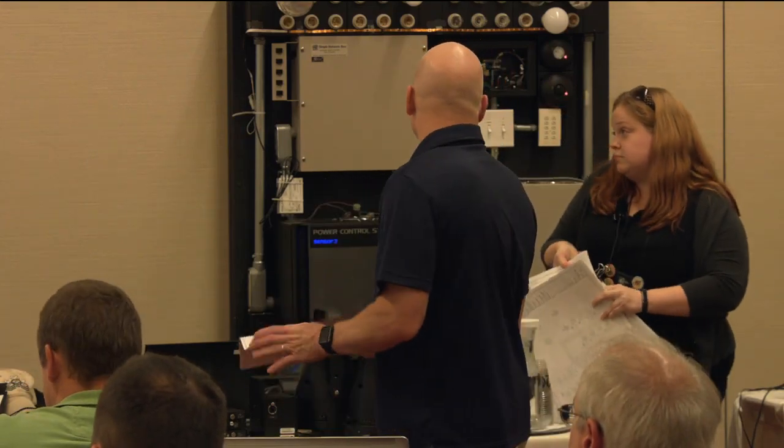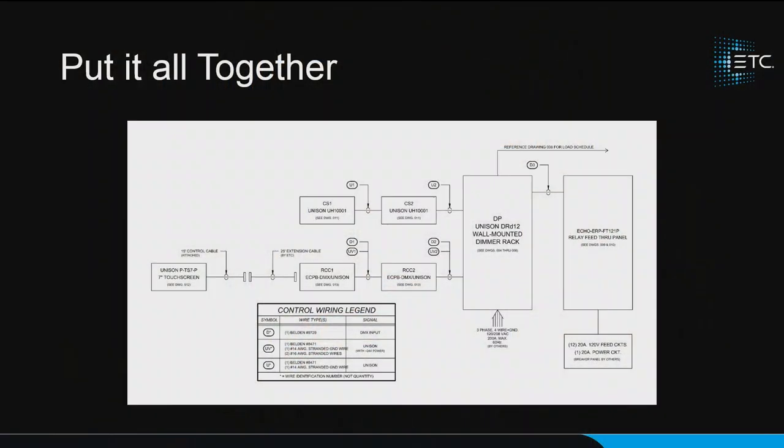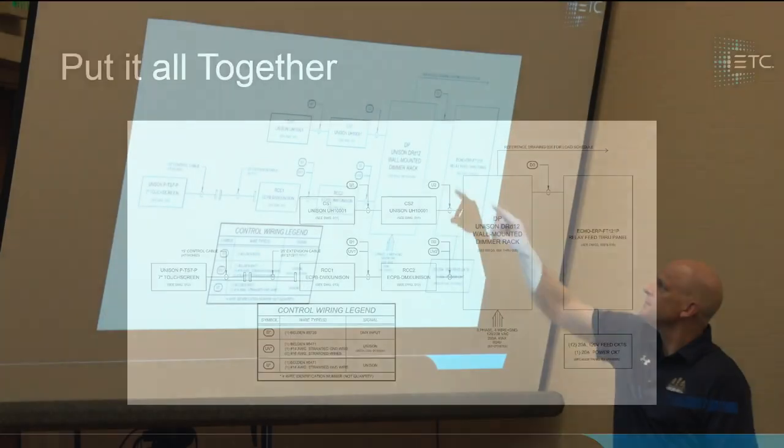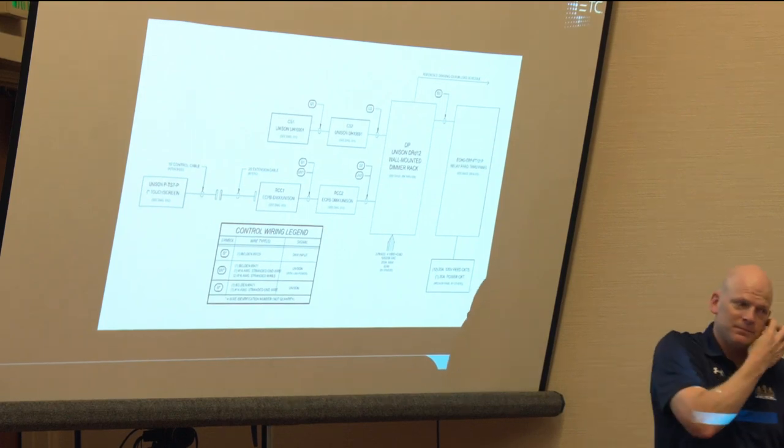So now we're going to take it out again. Figure out what this one is. Oh yeah, this one is Tipton Elementary. Okay. So now we're adding some complexity. Now we have our first non-dimming cabinet. So we have an Echo relay panel in the mix.